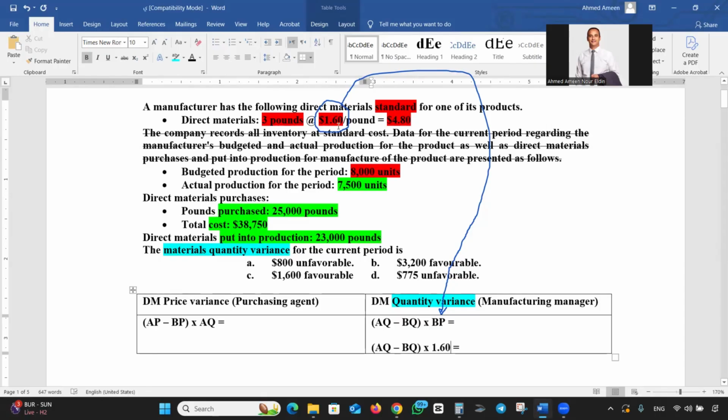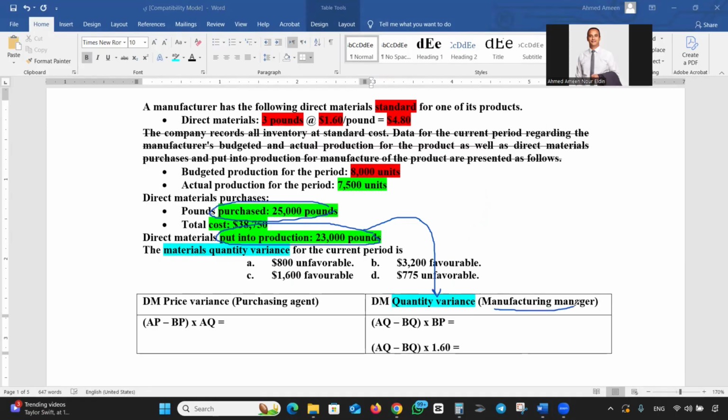Where is the actual quantity used in production? We have 2 actual quantities. The actual quantity we have purchased, and the actual quantity we have used in production, which is 23,000. Whenever we are talking about the quantity variance, we are investigating the work of the manufacturing manager or the production manager. So it is logical to ask him about the materials that he put into the production, which is 23,000 pounds. So the actual quantity will be 23,000 pounds.